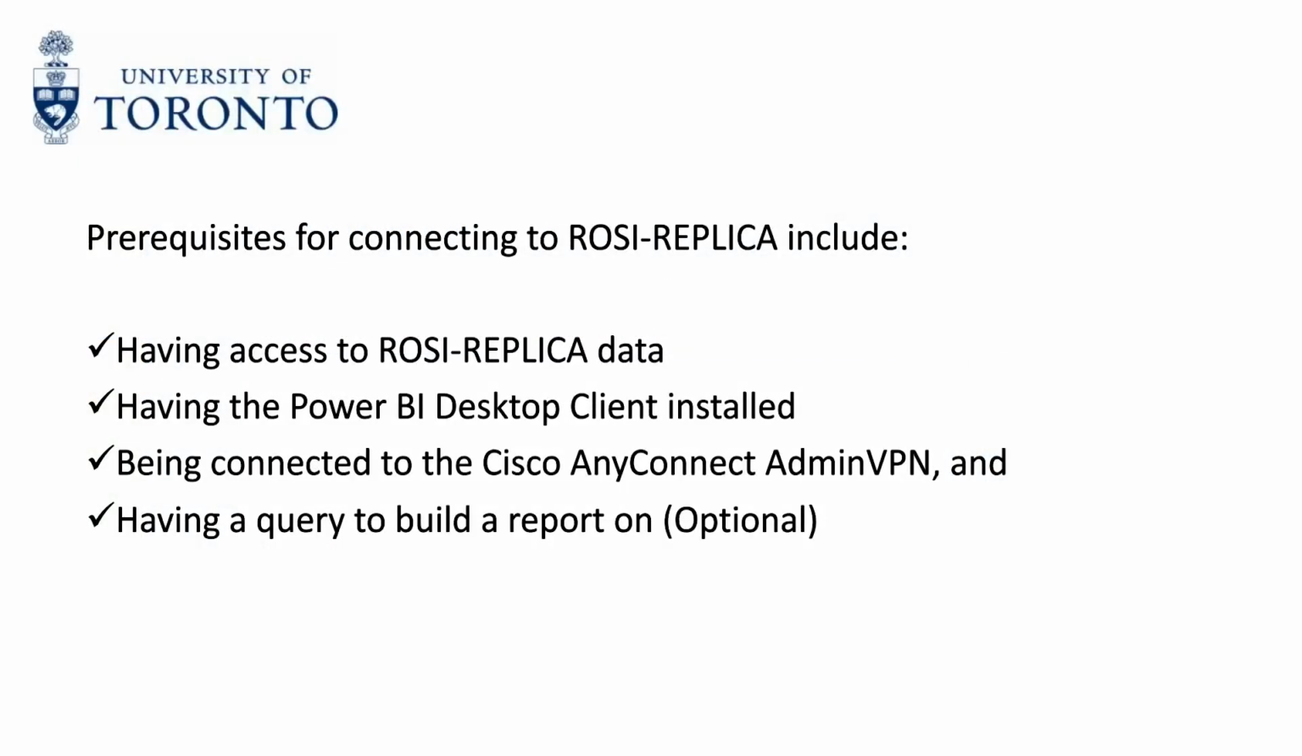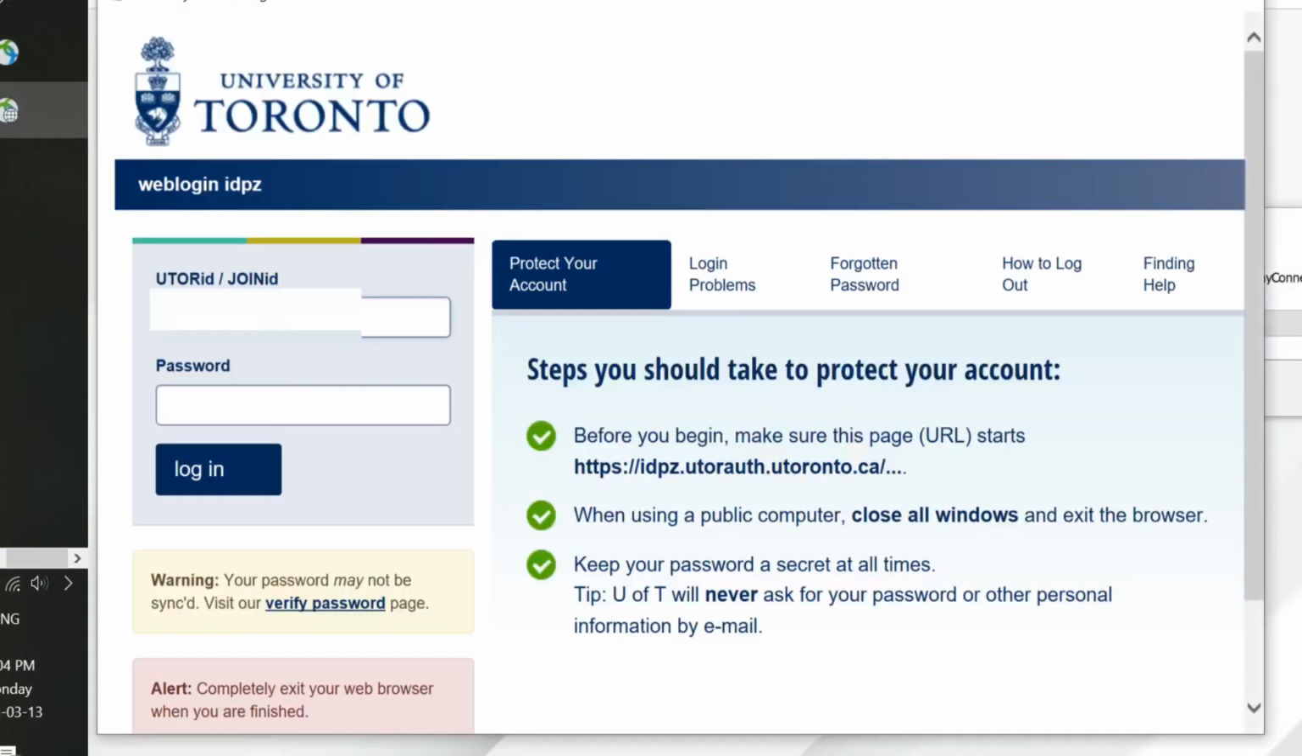Once you have access to ROSI Replica data, the next prerequisite includes having the Power BI desktop application installed. We have a video linked below to help guide you through the installation process. Our next prerequisite includes being connected to the Cisco AnyConnect Admin VPN.